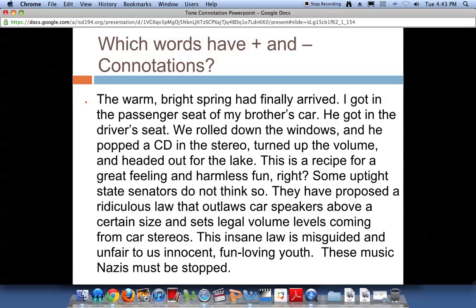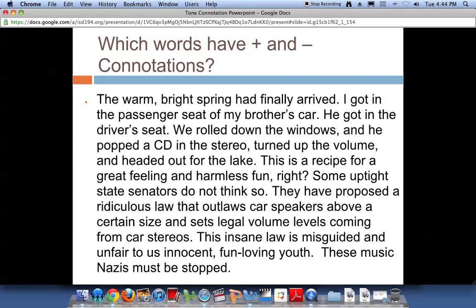The warm, bright spring had finally arrived. I got in the passenger seat of my brother's car. He got in the driver's seat. We rolled down the windows, and he popped a CD in the stereo, turned up the volume, and headed out for the lake. This is a recipe for a great feeling and harmless fun, right? Some uptight state senators don't think so.